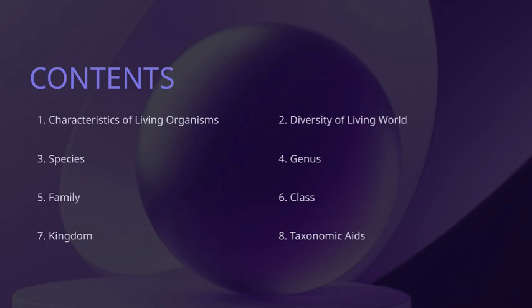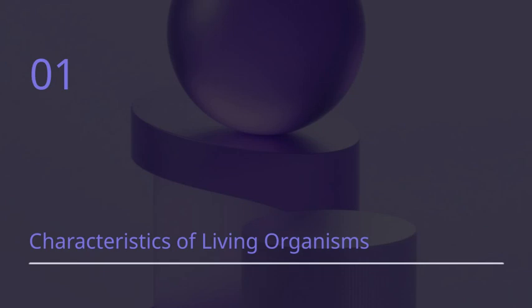Moving to the most specific level, we have the species, which identifies individual groups capable of interbreeding and producing fertile offspring. Finally, at the very core, we focus on the characteristics of living organisms. What makes something alive, and how we distinguish living from non-living things. All these levels, kingdom, class, order, family, genus, and species, help us systematically categorize and understand the vast diversity of life on Earth. They serve as our tools for navigating and making sense of the complex web of living organisms around us.